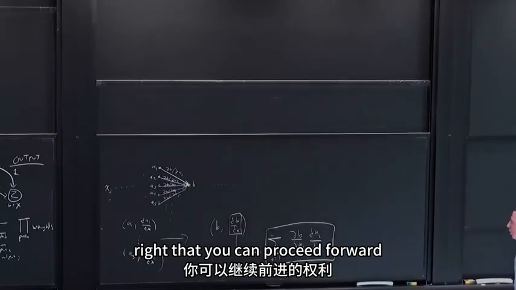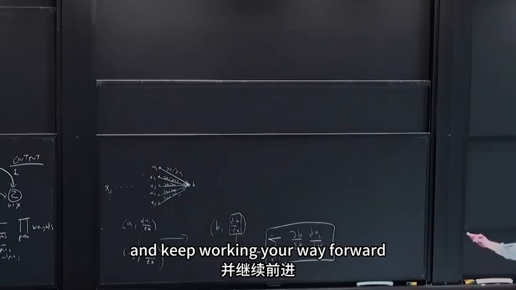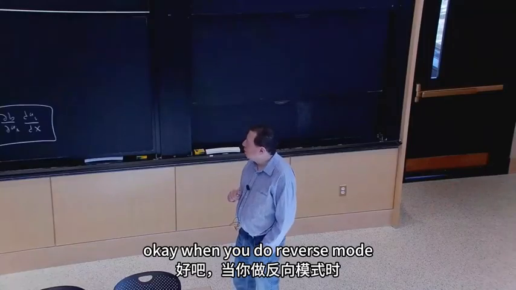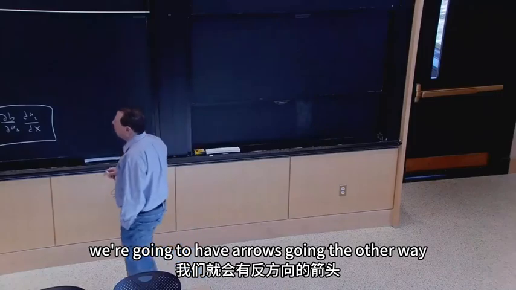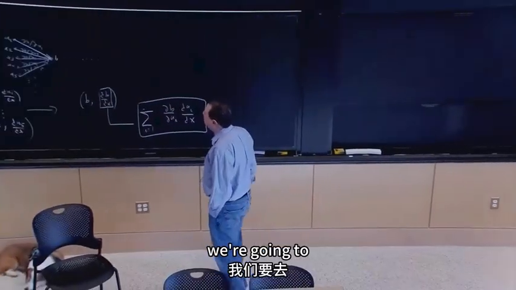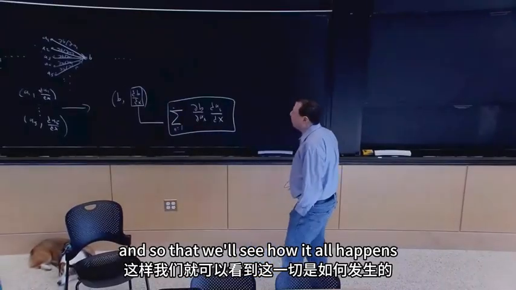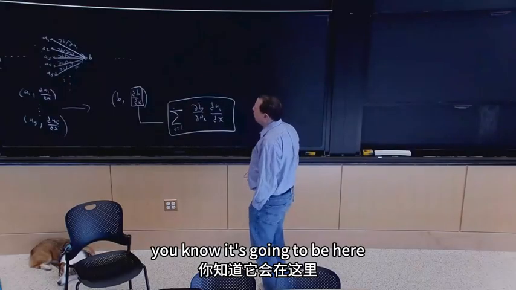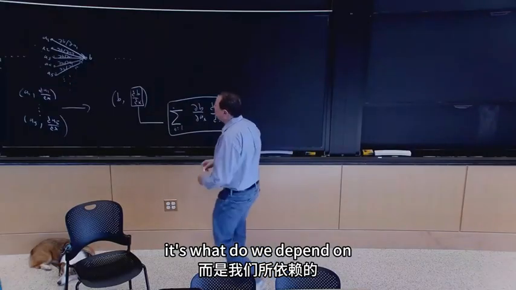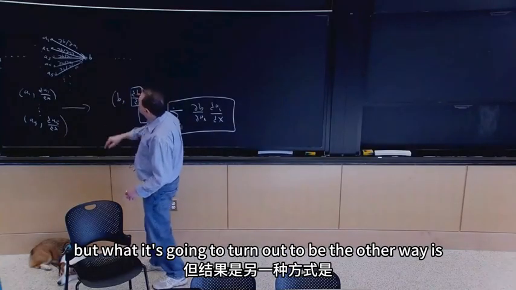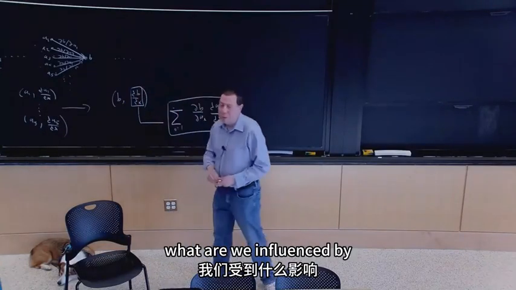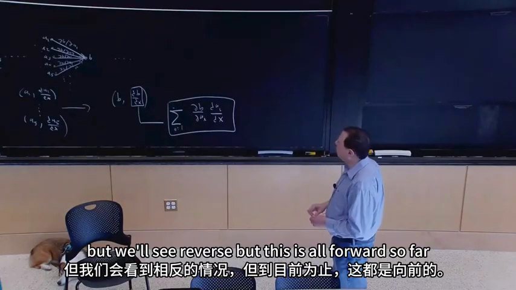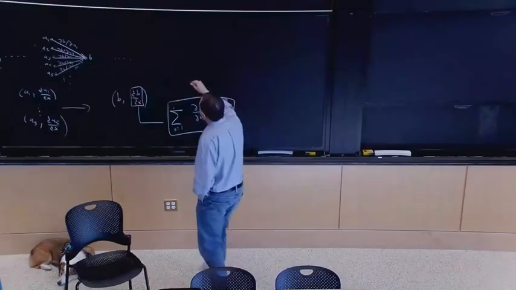You can proceed forward and keep working your way forward to get the derivative all the way to the end. When you do reverse mode, we're going to have arrows going the other way, and we'll see how it all happens. Here it's what do we depend on, but the other way it's what are we influenced by, or what do we influence later? We'll see reverse mode, but this is all forward so far.